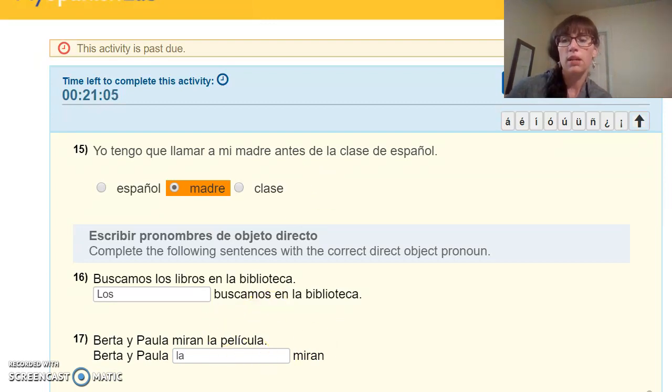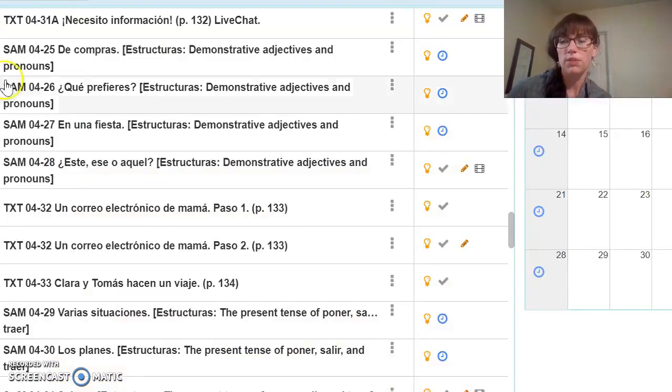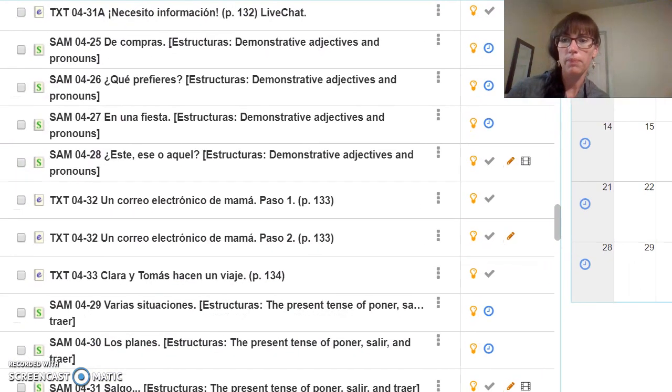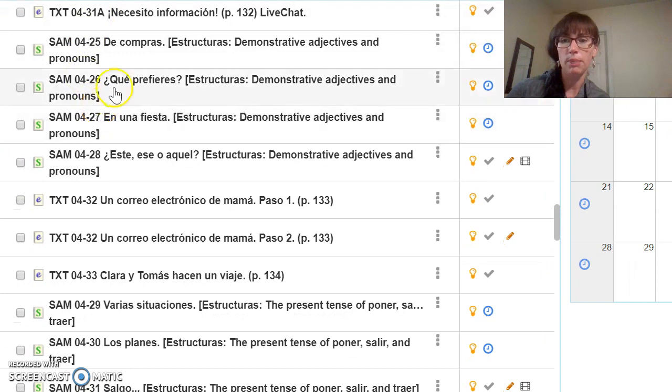So hopefully that helps clear up some of that with the direct object pronouns. Again, if you're still feeling confused about them, please let me know, and maybe we can set up a time to visit one-on-one about those.